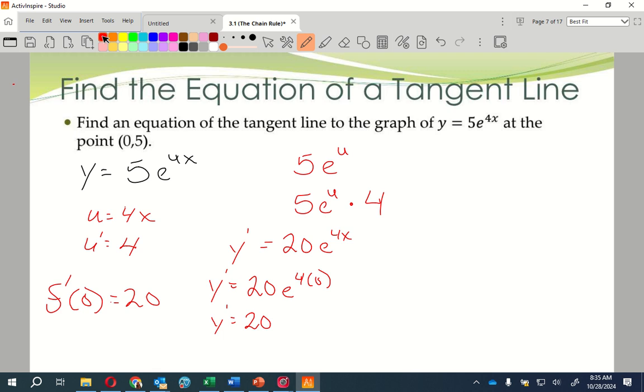Now, I have the slope, and I also have a, what's that thing? It's a point, right? So I'm going to use point slope. Yes? Okay. So let's go through. Y minus 5 equals 20 quantity x minus 0.